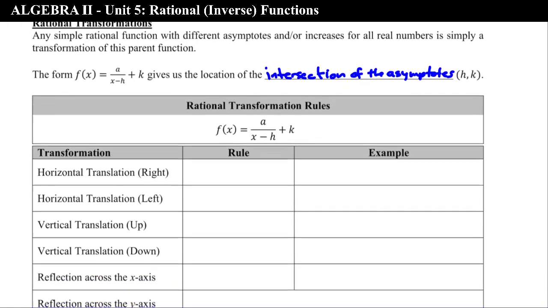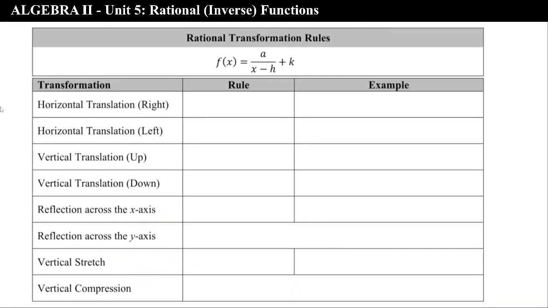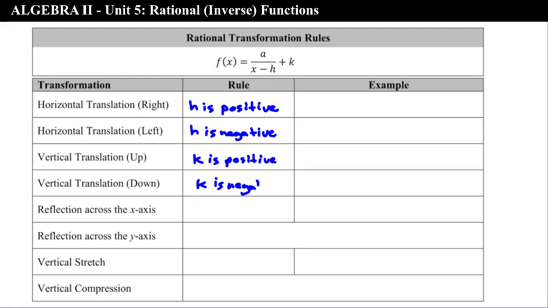All right, so let's talk about some of the transformations. Horizontal translation to the right is when h is positive. So a horizontal translation to the left is when h is negative. Vertical translation up happens when k is positive. And you go down when k is negative. I'm going through these fairly quickly because this is all stuff that is the same for the last 3 functions that we did. Okay, so let's look at examples of all 4 of these.